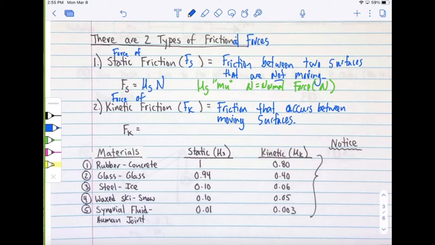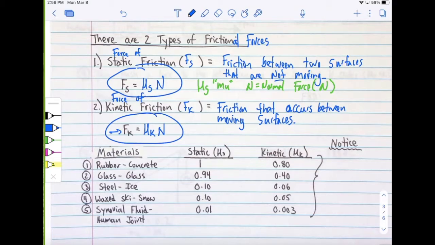Okay, and then F sub k, the equation is very similar, just going to be mu sub k times the normal force. So you can see these two equations are very similar. The only difference is that if you want F sub s, you have to use mu sub s, and if you want to get your force of kinetic friction, you have to use the mu sub k.